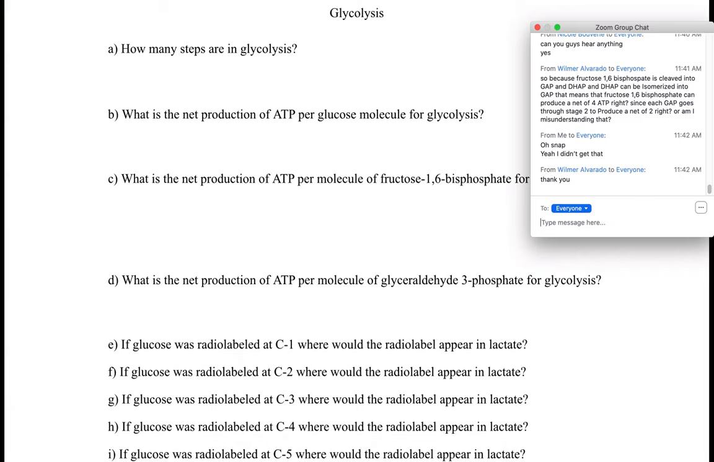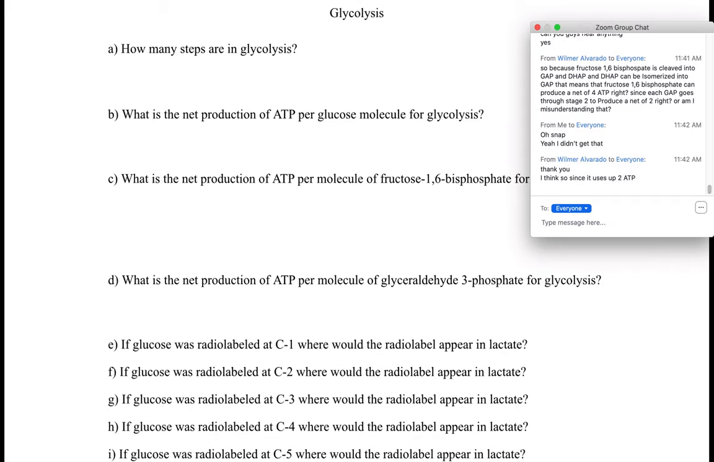So would B be 2 net ATP production? I'd said that earlier, I just didn't know. For B, yes. For glucose, it's 2. But for fructose 1,6-bisphosphate, it's 4. Because for every glyceraldehyde 3-phosphate, it produces a net ATP of 2. But fructose 1,6-bisphosphate produces G3P and DHAP. DHAP can then be converted back to GAP. So instead of just having 2, you'd have 4. It's like having 2 G3Ps for every 1 fructose 1,6-bisphosphate. So for B, it's 2, but for C, it's 4.